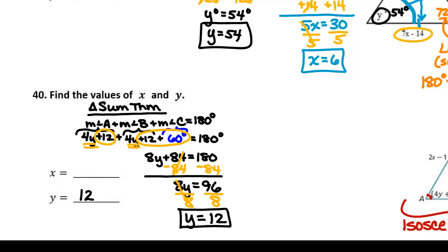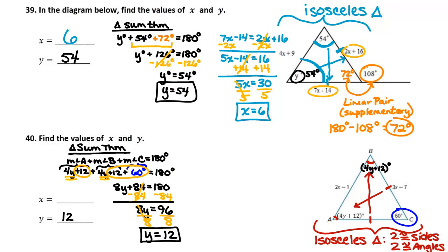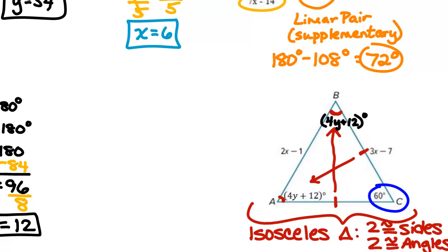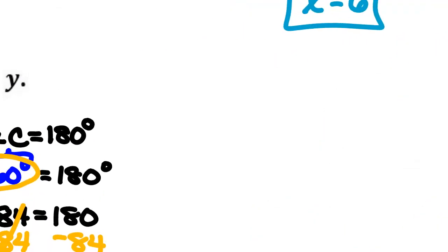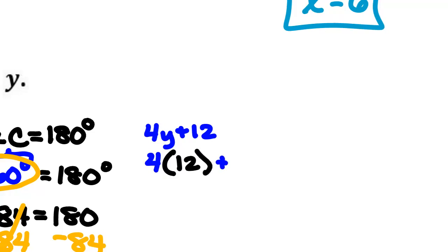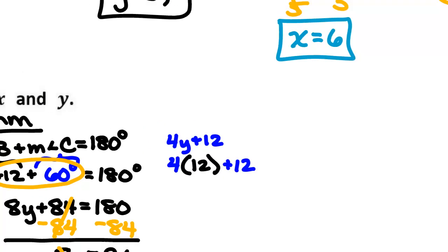I only know about this angle, 60 degrees. If I could find another angle that was 60 degrees also, then I would know that this side over here is congruent to that one. So let's substitute into 4y plus 12. We just found out that y was 12. So I have 4 times 12 plus 12. This is for the measurement of angle A.